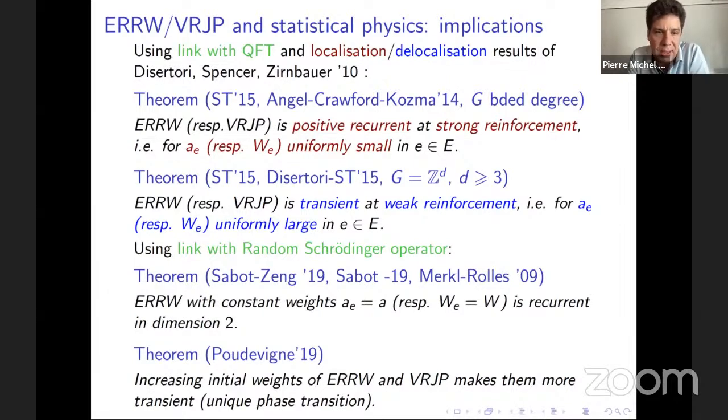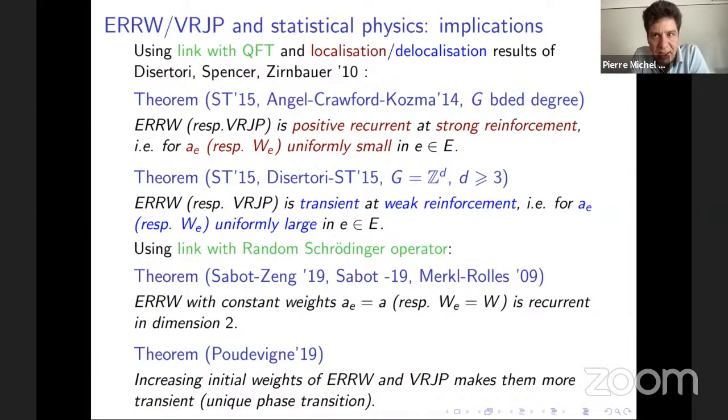But for the edge reinforced random walk, we had to look at another field, which is averaged over the W's with independent gamma distribution. For that, we needed to make some changes in the proof. But in both cases, we could show transience, the fact that eventually the starting site is not visited anymore. Now Sabot and Zeng, using that random Schrodinger approach, showed that the edge reinforced random walk with constant weight is recurrent, for any weight a in dimension 2, and Poudevigne showed that with monotonicity, namely that increasing initial weights of the edge reinforced random walk or the VRJP makes the walk more transient, you have a unique phase transition.